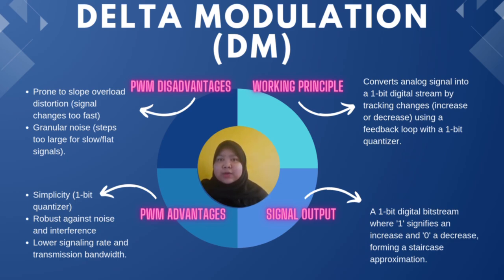However, DM isn't without its limitations. One of the drawbacks is that it's prone to slope overload distortion. This occurs when the analog signal changes too fast for the modulator to keep up, leading to a poor approximation. Conversely, if the signal changes too slowly, it can suffer from granular noise, where the step size is too large for the gradual changes. Despite these challenges, delta modulation offers several compelling advantages.